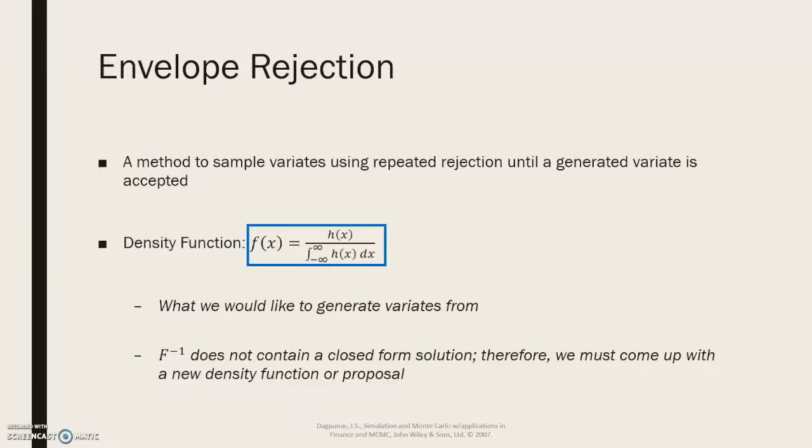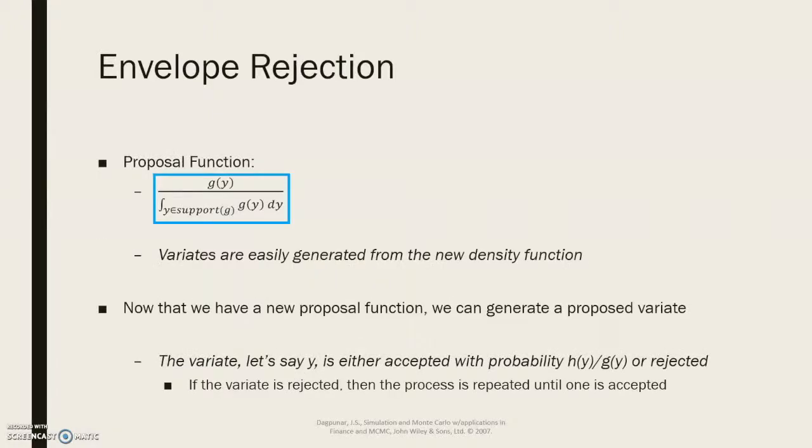However, the inverse of this function does not contain a closed form solution. Therefore, we must come up with a new density function or proposal. So here's our proposal function. It is g of y over the integral from y included in the support of g of y dy, and variates are easily generated from this new density function, which we will show on the graph in just a second.